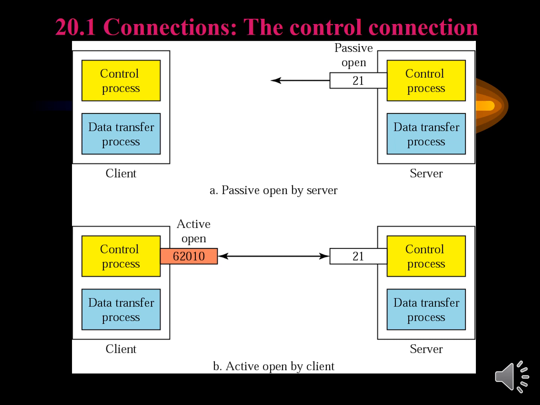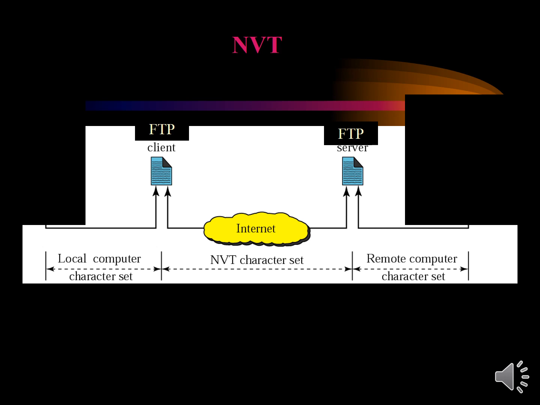So the connections: the control connection, the control process, client and server will have a passive open. You can have passive as well as active open by the client. Control process, data process. The passive open is from port 21. So the control process, the active open is 62010. The control process, so from 21. NVT, network virtual terminal.